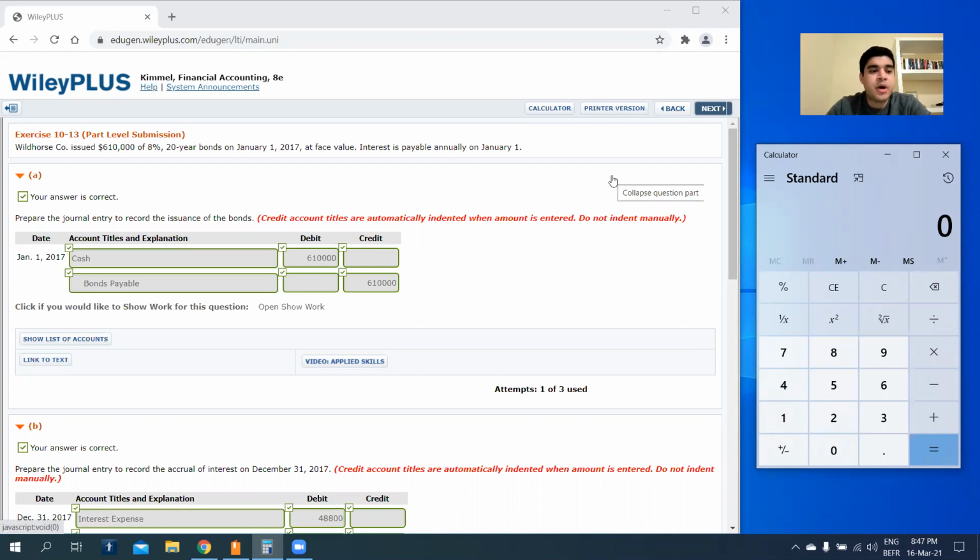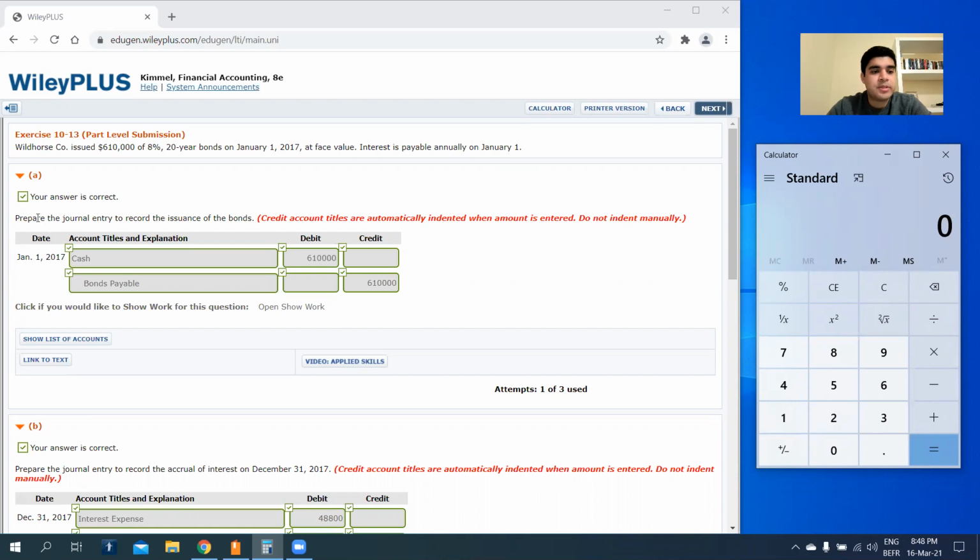Today I'm going to help you do exercise 13 from chapter 10. It starts saying, Wild Horse Corporation issued 610,000 of 8% 20-year bonds on January 1st, 2017 at face value. Interest is payable annually on January 1st.